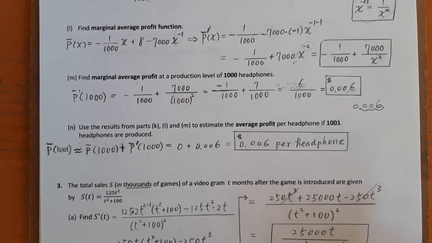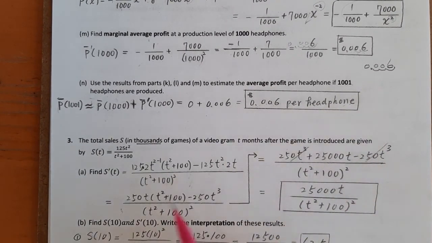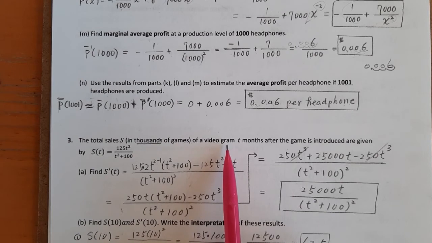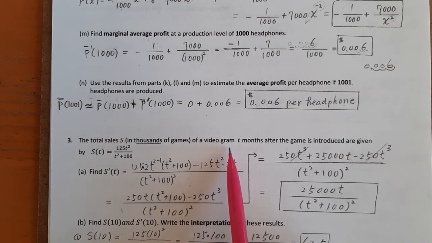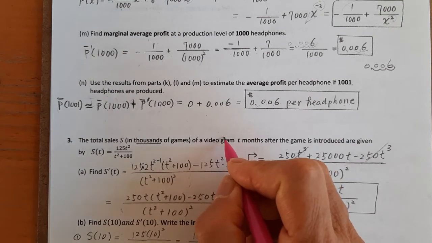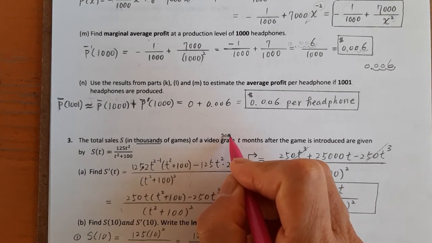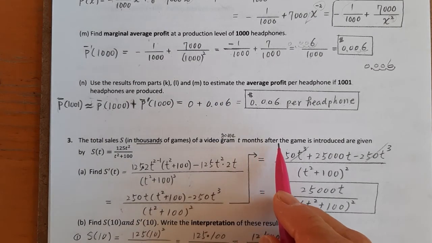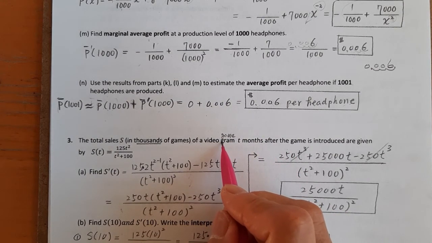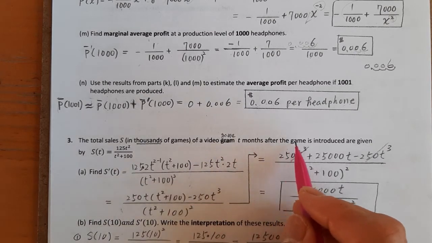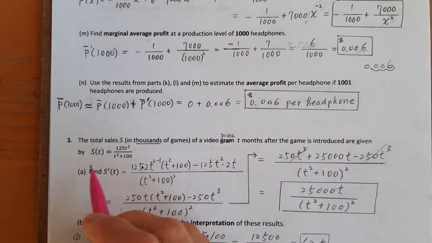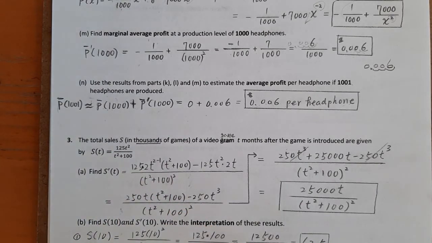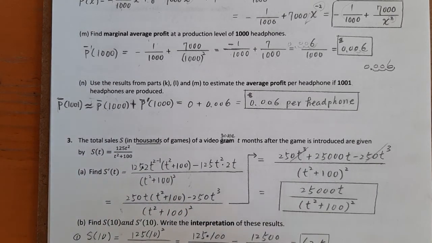Now, question 3. The total sales S, in thousands of games, of a video game, T months after the game is introduced, are given by this function. This is total sales, how many games, in thousands of games.